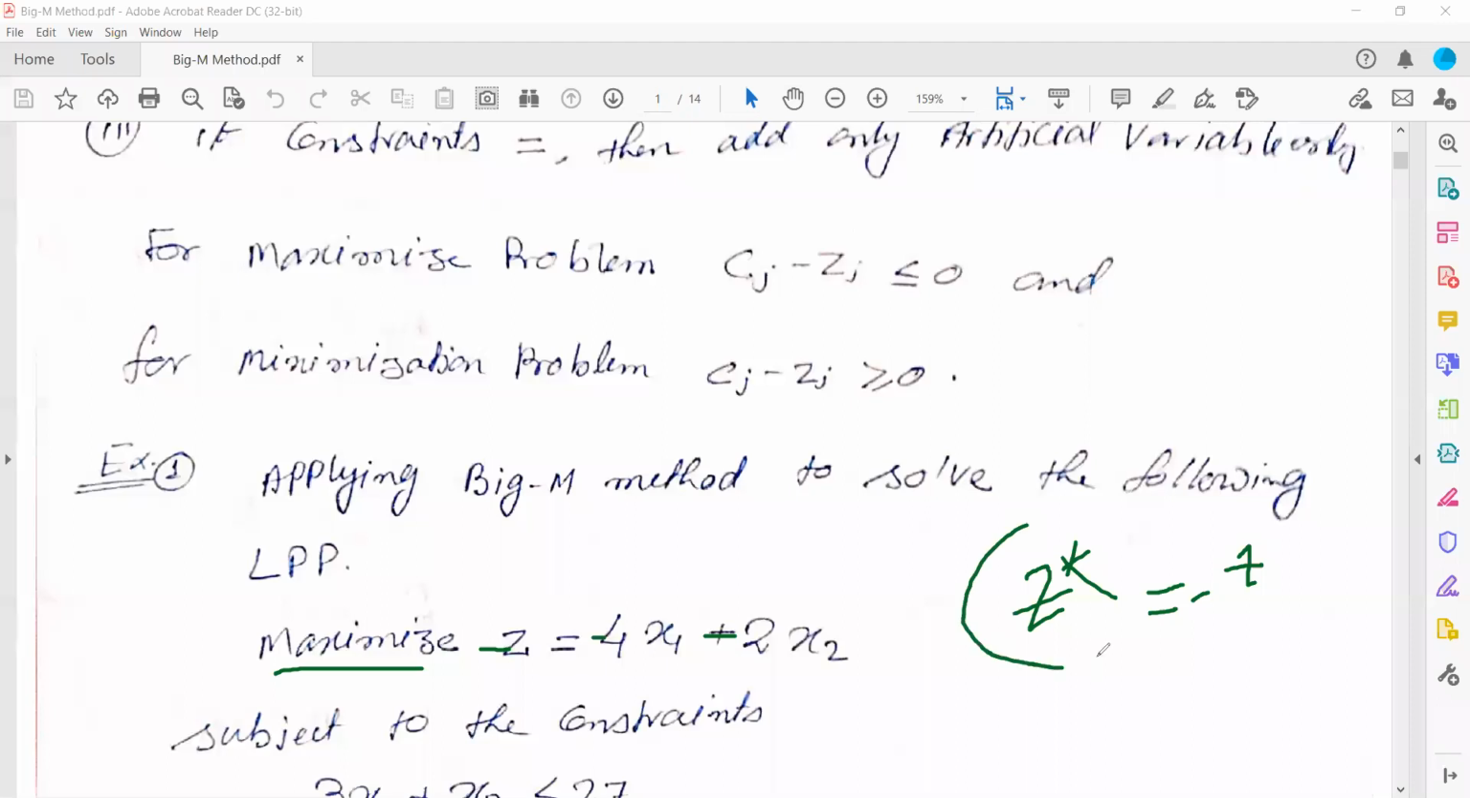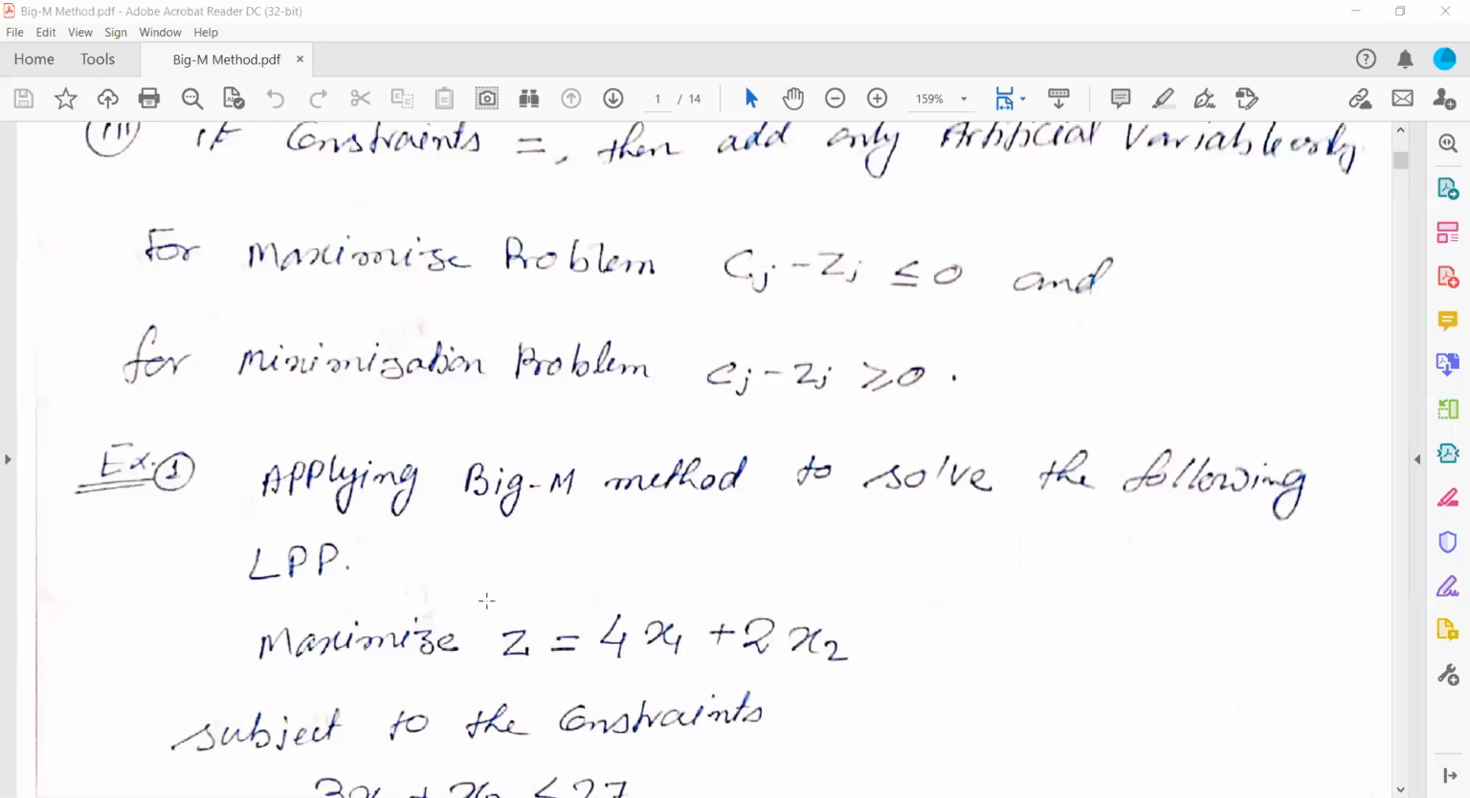And then you find the maximum z star value, and at last z equals minus z star. You put the maximum value of z star, whatever it may be, and then you will get the minimum value of the objective function Z. So you follow one process, don't go for different processes.